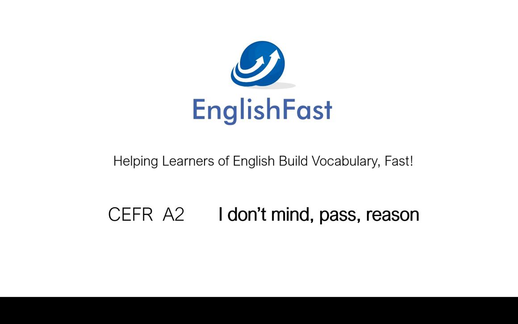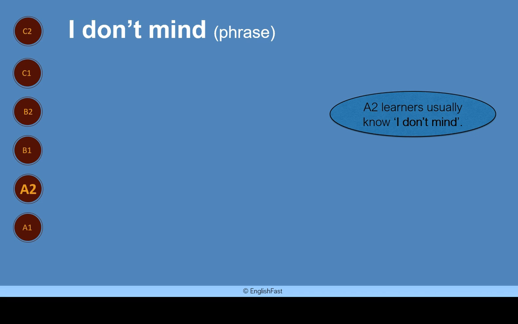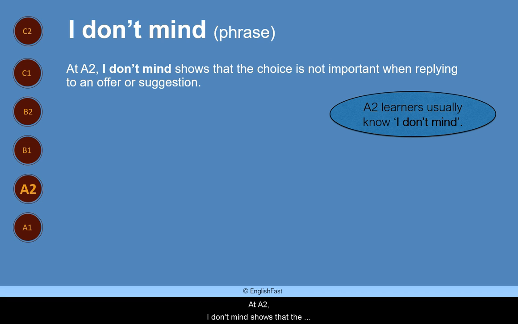CEFR A2. I don't mind. Pass. Reason. I don't mind. I don't mind is a phrase. A2 learners usually know I don't mind. At A2, I don't mind shows that the choice is not important when replying to an offer or suggestion.